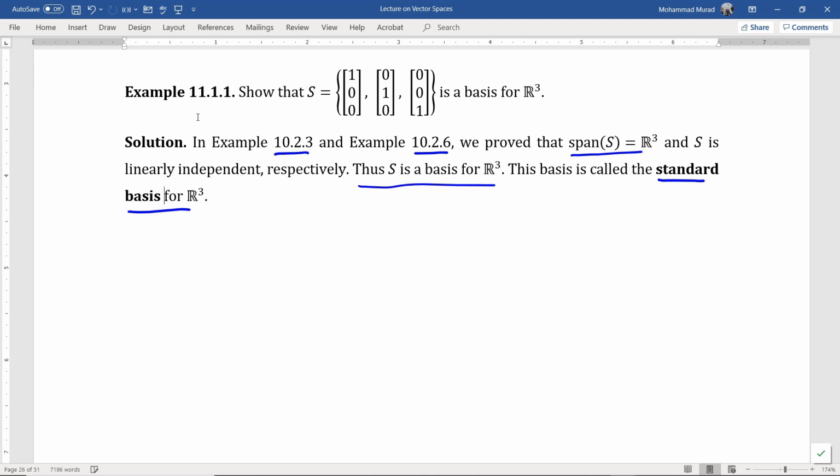Geometrically, we can think of the first vector in this set S as the unit vector along the x-axis, which is usually written as i hat. Similarly, the second and the third vectors in the set S can be thought of as the unit vectors along the y and z-axis, which are usually denoted as j hat and k hat.